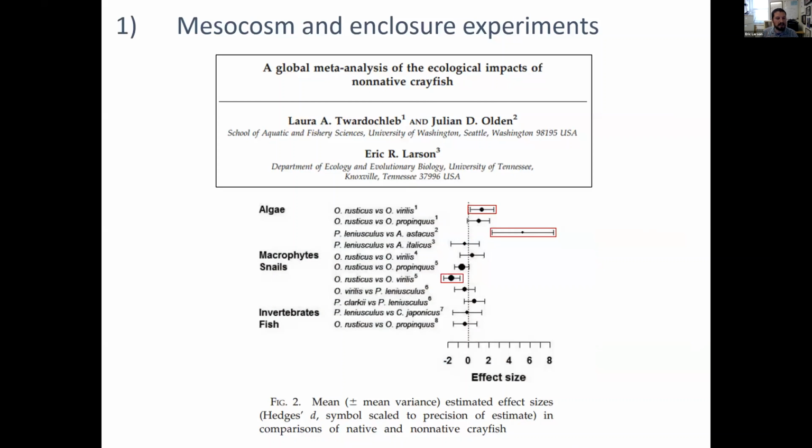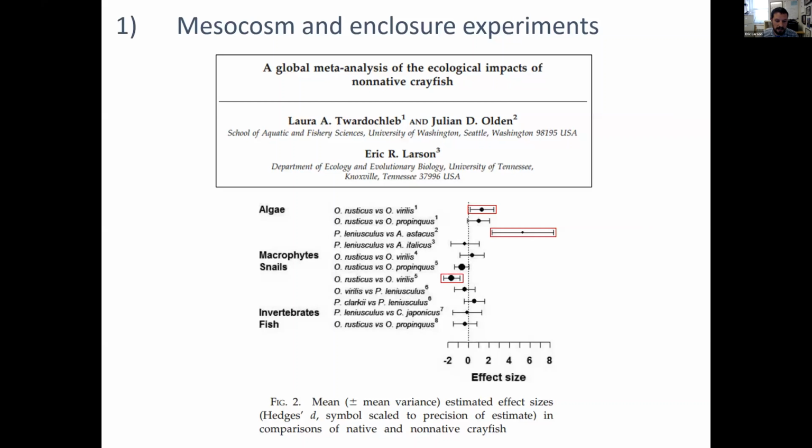And of these 8 studies that looked at a number of responses, we only found 3 effect sizes where there was a difference between native and non-native crayfish. In 2 of those, the non-native crayfish had stronger effects on the ecosystem response. In 1, the native crayfish had a stronger effect. So the kind of evidence from mesocosm studies of functional differences between native and non-native crayfish is relatively weak.